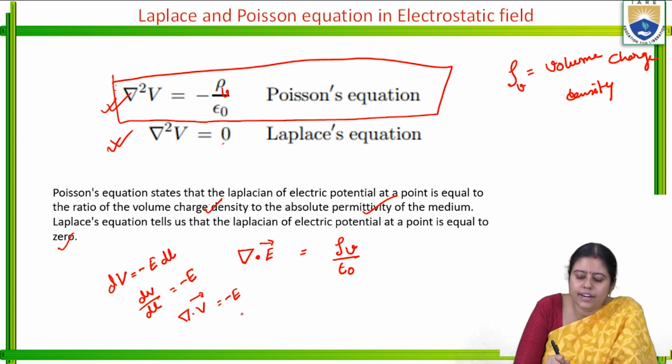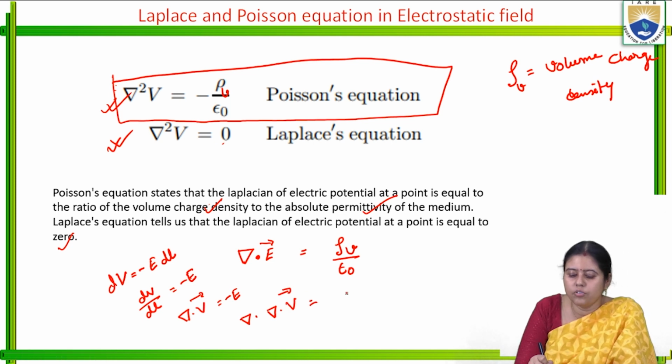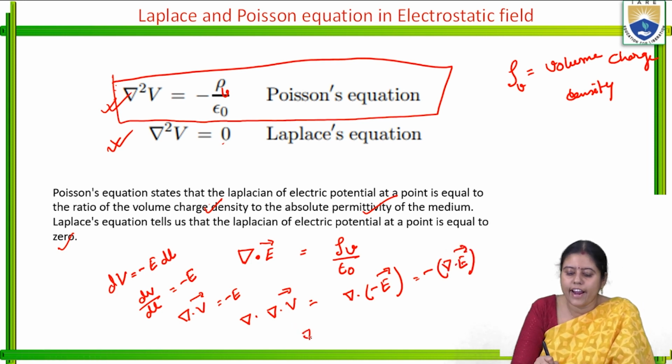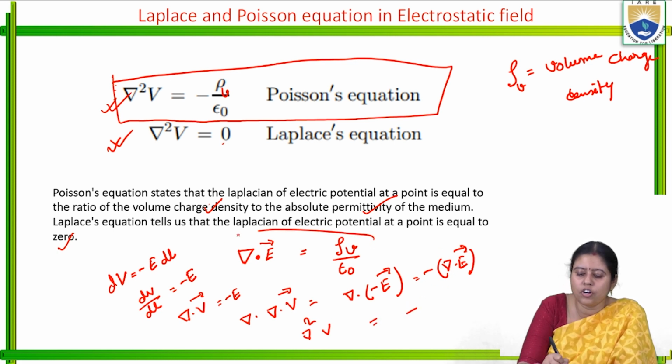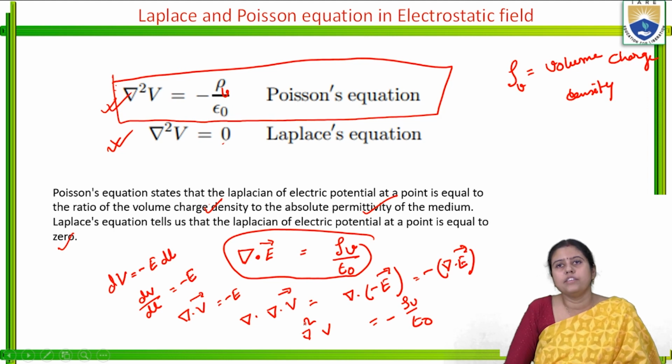So if we take the grad on both sides, grad dot grad V is equal to grad dot of minus E, or minus grad dot E. So we can write again grad square V is equal to minus grad dot E, and we got already from the Gauss law rho V by epsilon. So this is the Poisson's equation.